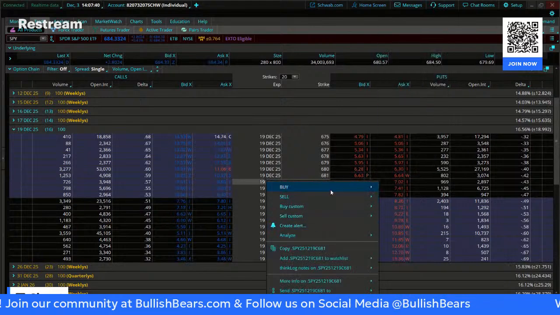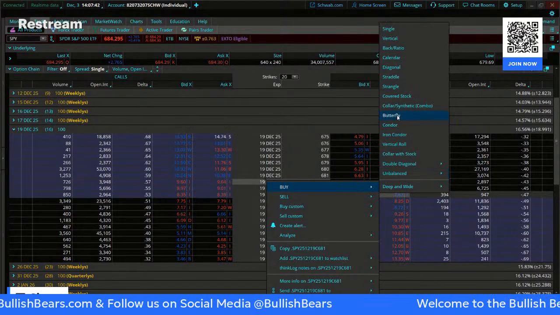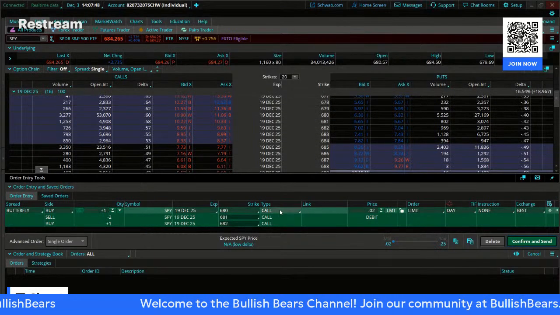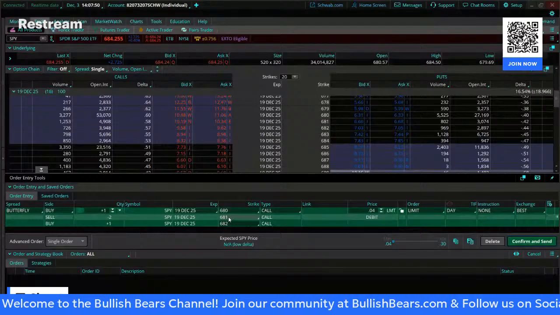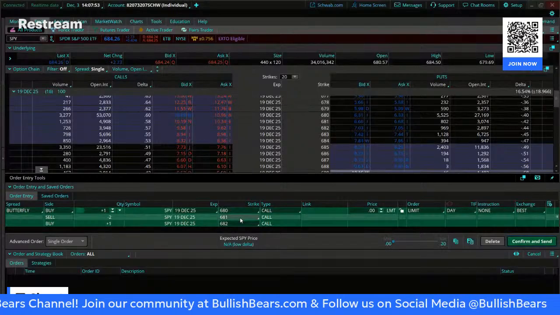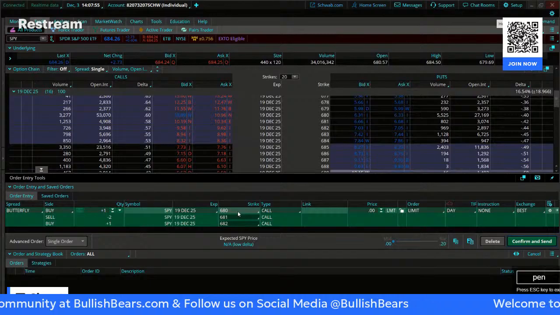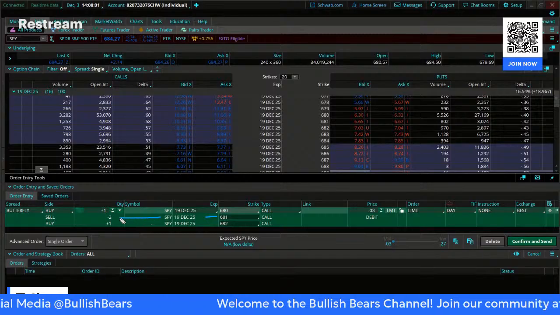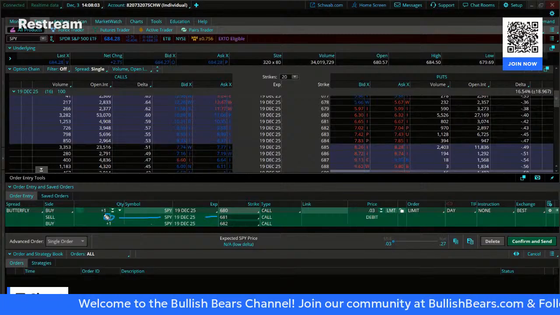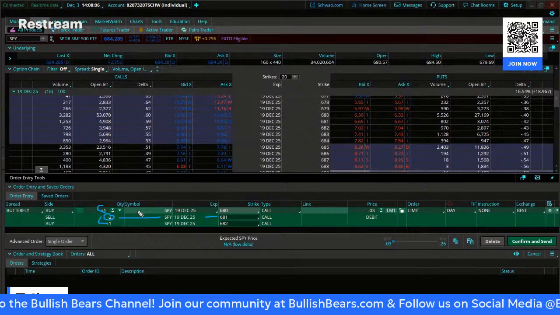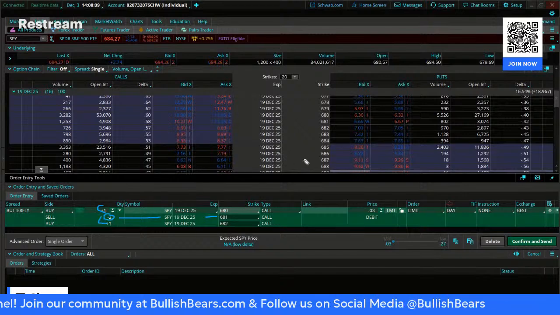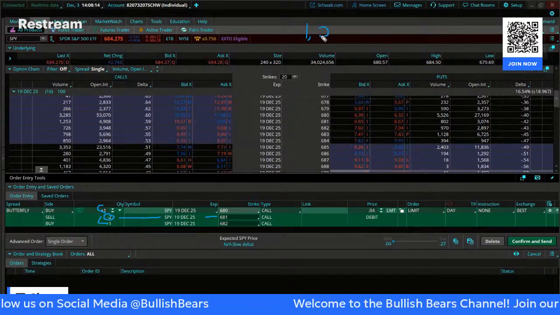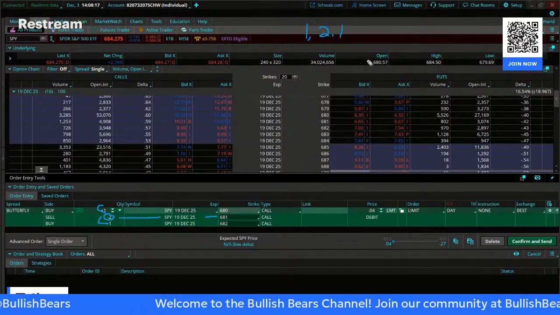When we go to buy a butterfly, we'll just use the machine here. I'm going to tell it to give me a butterfly. Since I was on the call side, that's what it did. So the middle is 681, 680, 682, right? This is the butterfly. You can see in the middle, the short side, we've got two of them. Two short, one long, one long. It's always that ratio of 1, 2, 1. That's a butterfly.